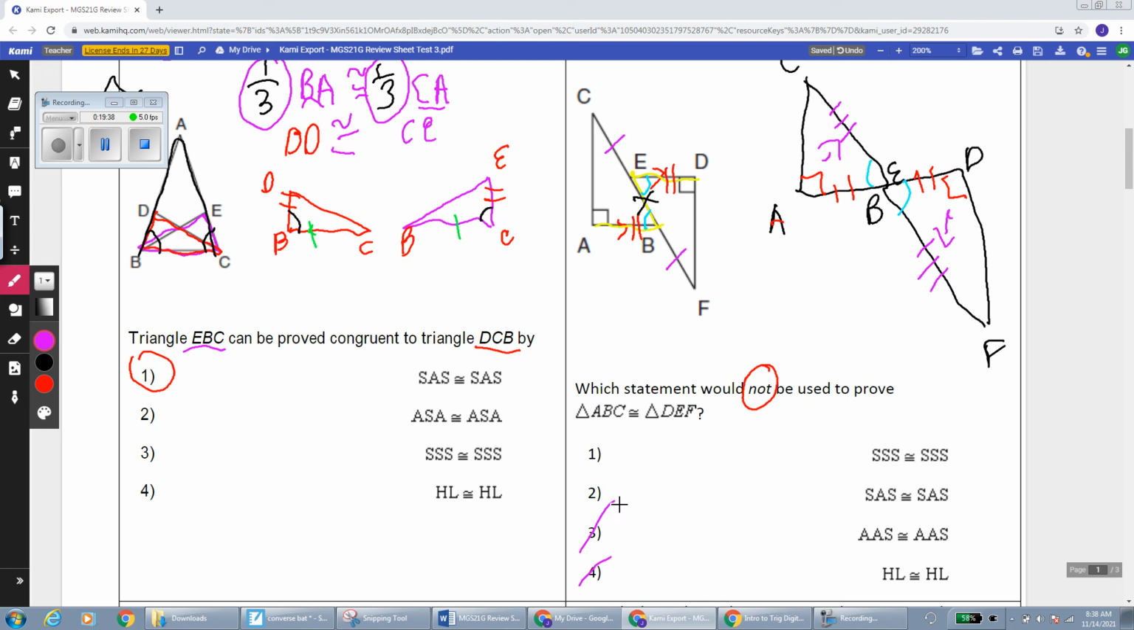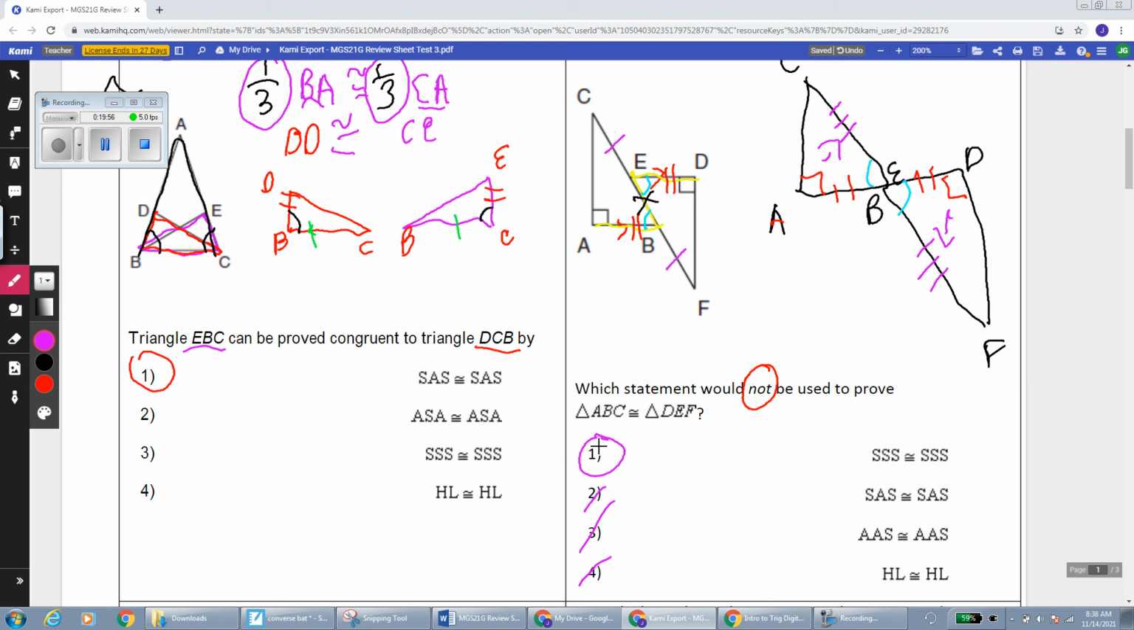Okay. How about SAS? So I see SAS, same in the original. So I'm going to get rid of that one. And that leaves us with side, side, side as our answer.